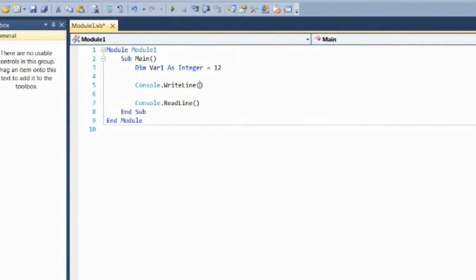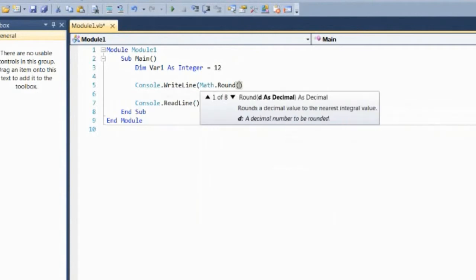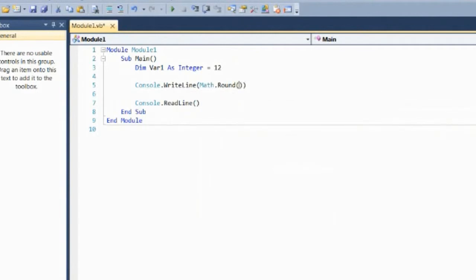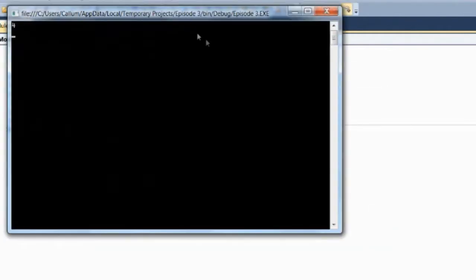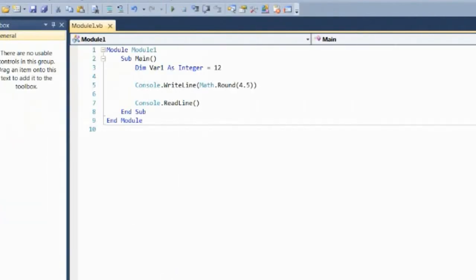Okay, now we've shown you about rounding. So if you do math.round, and then put your number in here. If you say 3.4, this will return 3. If you put 3.5, this will return 4 because it rounds up. If I put 4.5, this is going to round down because it uses banker's rounding, or you call it unbiased rounding. There's quite a few names for it.